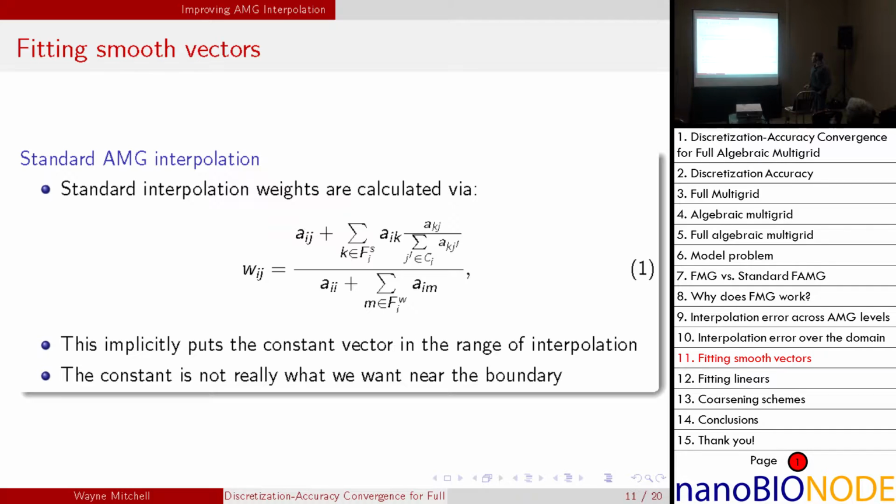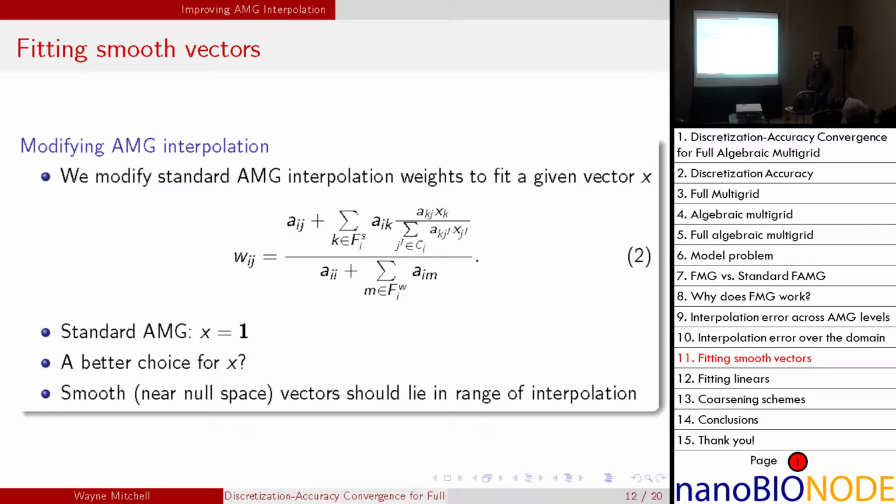The way that you normally would calculate AMG interpolation weights is through this formula here. If you haven't seen this formula in a while, don't stare too hard at it. Basically this is just the standard Ruge-Stuben calculation of interpolation weights. It's based on the entries in your matrix and strength of connection and that kind of thing. The important takeaway here is that this formula implicitly puts the constant vector in the range of interpolation. We care about putting smooth vectors in the range of interpolation. That's what we would really like to accomplish. And so AMG assumes the constant is a nice smooth vector for lots of problems, so let's make sure we put that in the range of interpolation. However, near the boundary of your domain, if you're using zero Dirichlet boundary conditions the way we are, the constant is not necessarily what you want there.